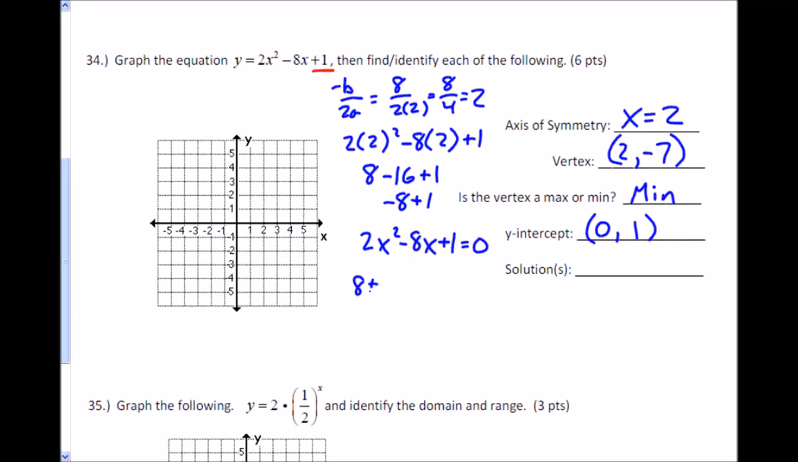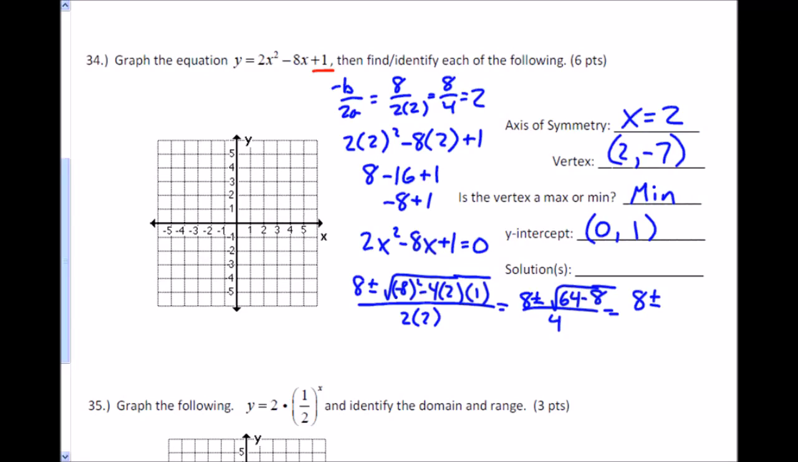So I'm going to do 8 plus or minus the square root of b squared minus 4 times a, which is 2, times c, which is 1, all over 2 times a, which is the 2. Now I just have to simplify this. That's 8 plus or minus the square root of 64 minus 8 all over 4. So that's 8 plus or minus the square root of 56 over 4. And now from here, you just have to estimate those two solutions.